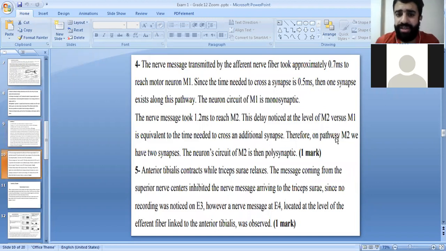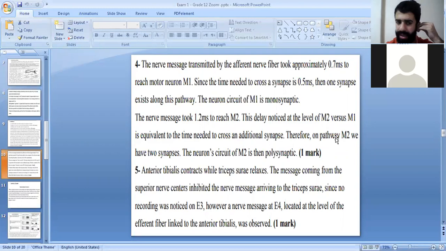As I said, the nerve message transmitted by the afferent nerve fiber took approximately 0.7 milliseconds to reach the motor neuron M1, and the time needed to cross the synapse is 0.5. So one synapse exists along this pathway, so this circuit is monosynaptic. While the nerve message took about 1.2 milliseconds across M2, this means that it contains more than one synapse, mainly two synapses. So this is called a polysynaptic circuit.